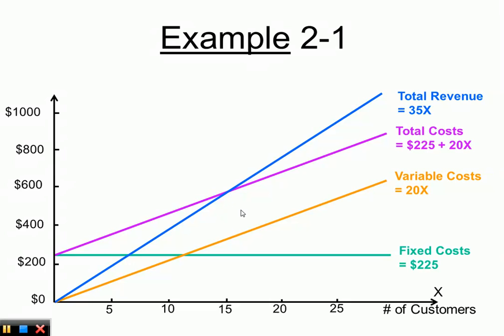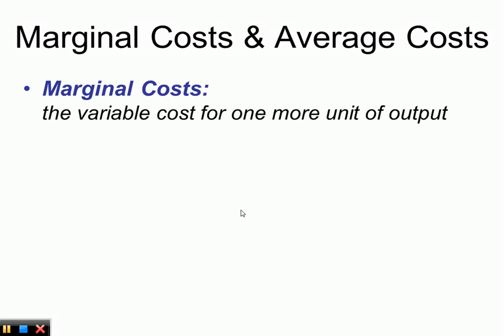So where's our break-even point? This is our break-even point. We break even at 15 customers. If we have fewer than 15 customers, we're going to have a loss. If we have more than 15 customers, we're going to have a profit. And if we have exactly 15 customers, we're at the break-even point, which means we have neither loss nor profit. We're breaking even.